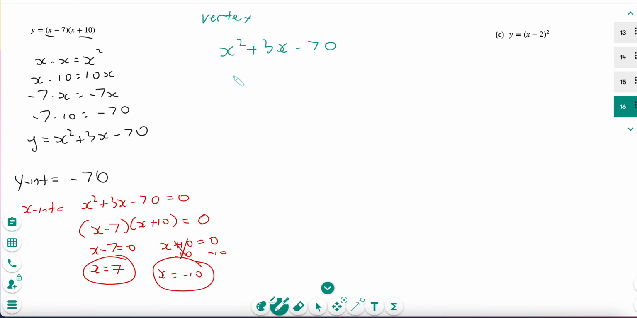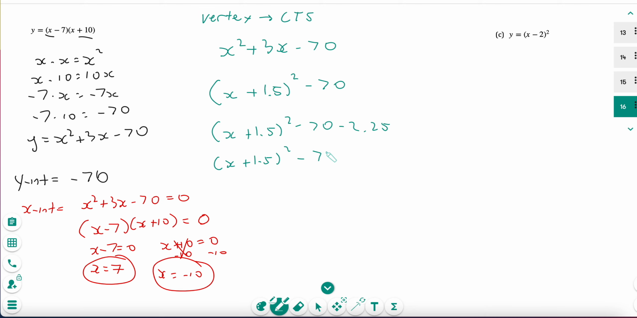So grab that x down, half that, bring that down, 1.5 squared is 2.25. 2.25 back to 0 is minus 2.25. And simplify. So our turning point is the x coordinate is the opposite of that, so minus 1.5, and then negative 72.25. We can sketch.